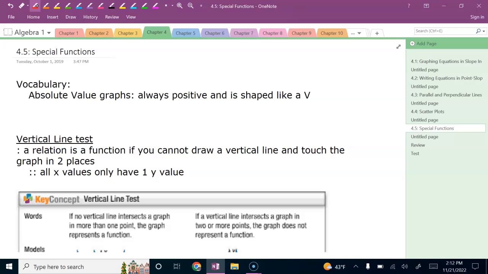So on either side of the graph, the points are going to go up in both directions, and it's going to be a V shape. So it's going to come down to a point, which is known as the vertex, and it's going to shoot back up the other direction.